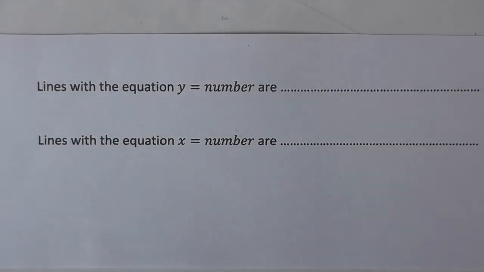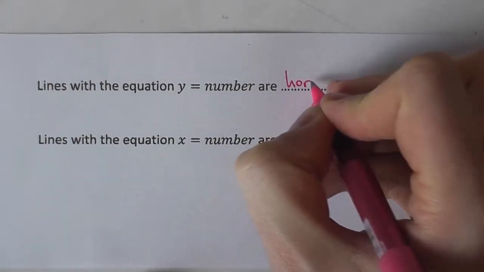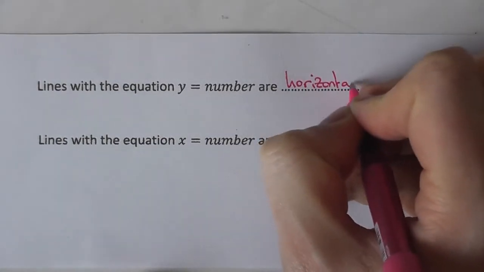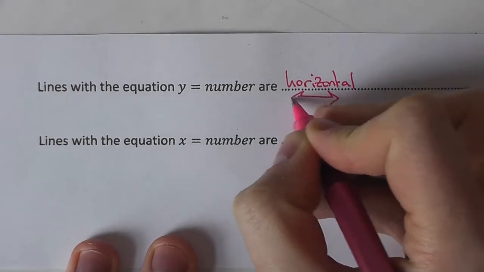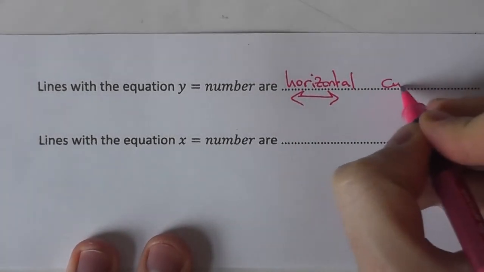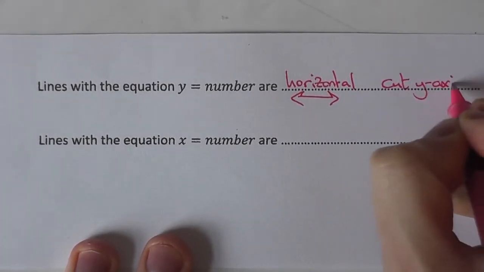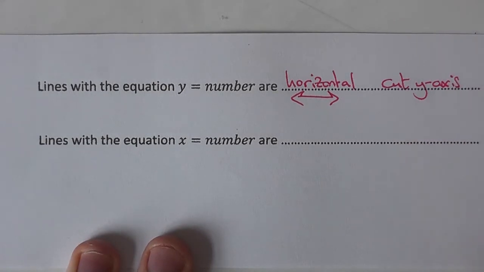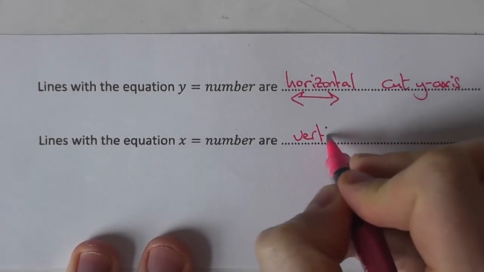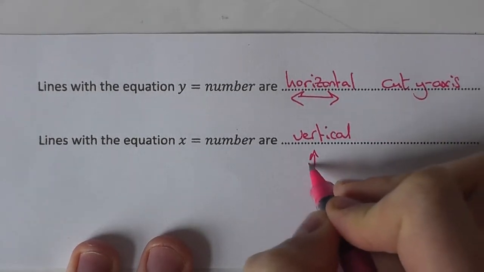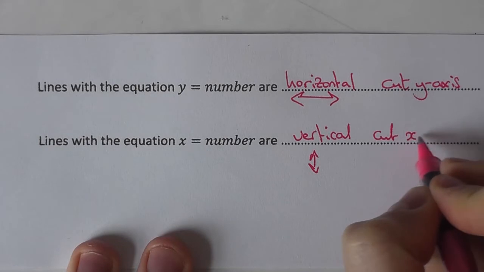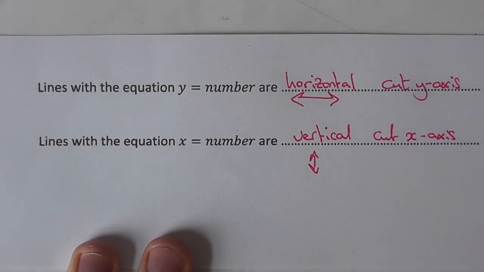Just to really hammer that point home, lines with the equation y equals a particular number are horizontal. That's left to right, and they cut the y-axis. And lines with the equation x equals a particular number are vertical, that's up and down, and they cut the x-axis.